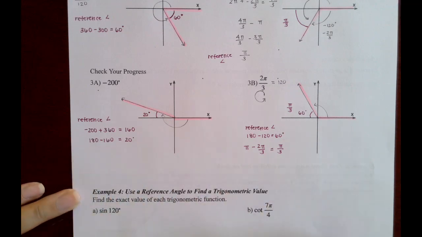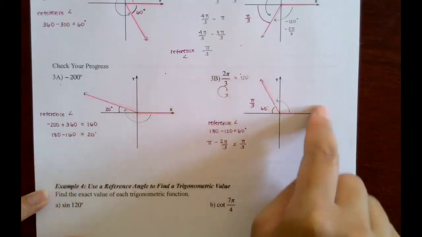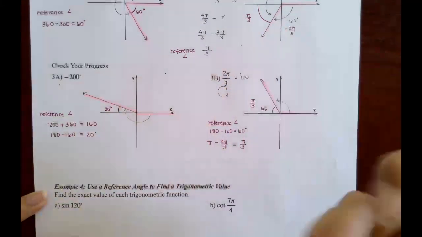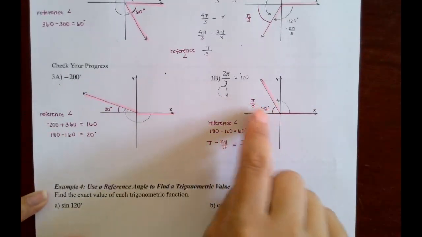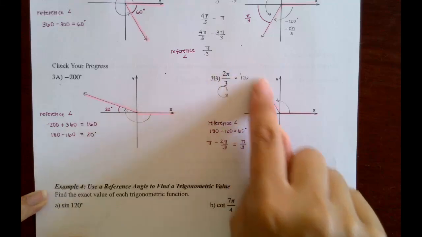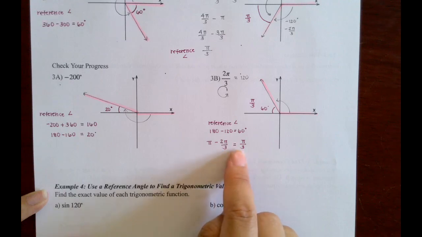Okay. And then here, 2 pi over 3, just to graph it, I changed it into degrees, but if we're not graphing it, then that's fine. Okay, 2 pi over 3 is here. It's also in quadrant 2, so it's pi, which is 180 degrees, right? Same thing: pi minus 2 pi over 3, which is pi over 3.